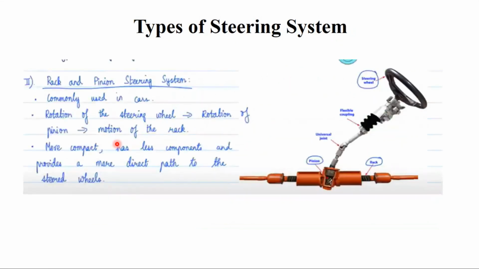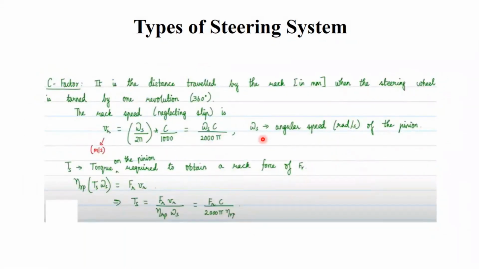And this rack speed, which is going to travel in linear motion in mm, is nothing but the product of the angular speed of the pinion and the C factor. And this C factor is nothing but the distance traveled by the rack when the steering wheel is turned by one revolution. We also have a torque called TS, which is nothing but the torque on the pinion required to obtain a rack force of F4.